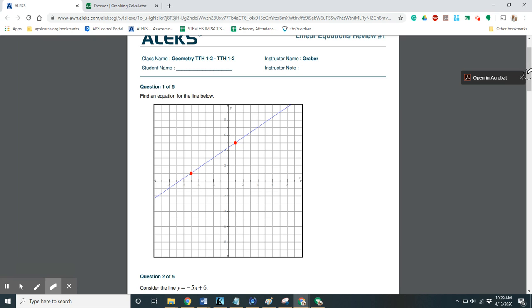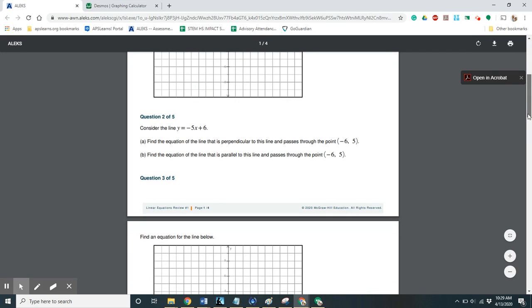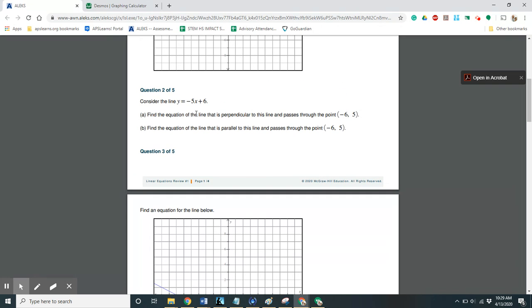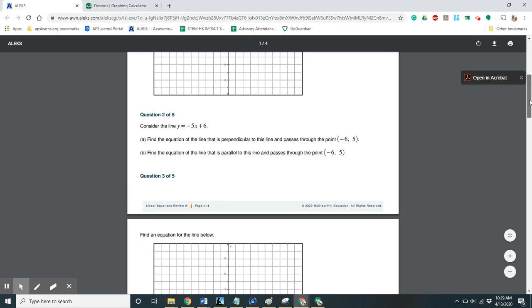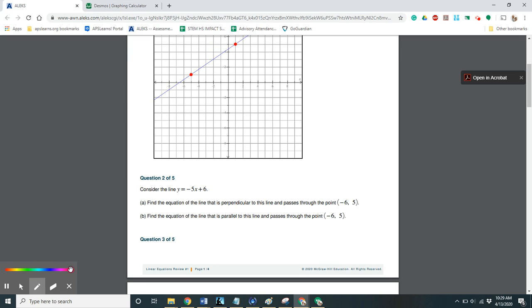The other type of problem that we'll be doing here is the parallel perpendicular lines. Like number 2 here. So it gives us the equation of the original line and asks us to find the equation of the perpendicular line that passes through this point and the parallel line that passes through the same point. So for this original line, the slope is -5.